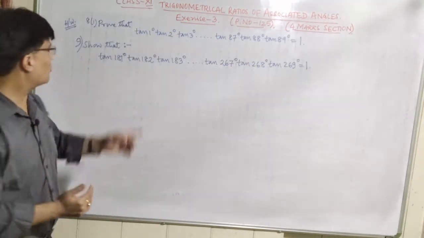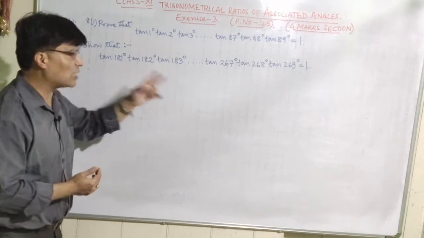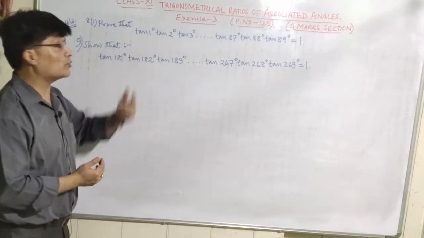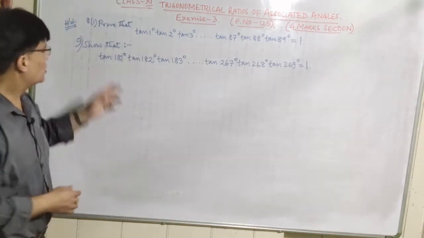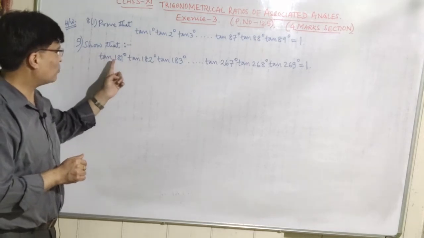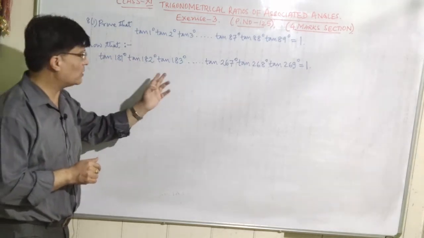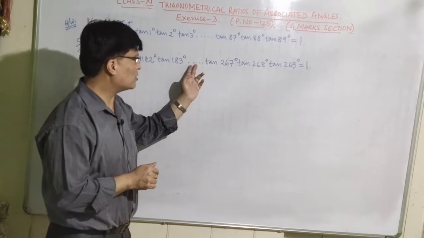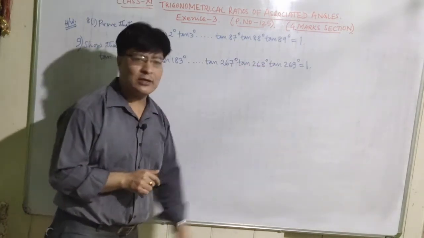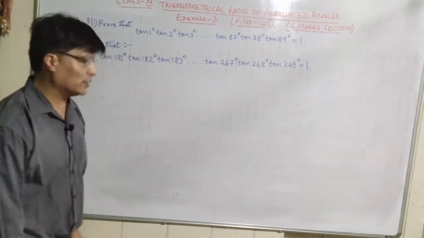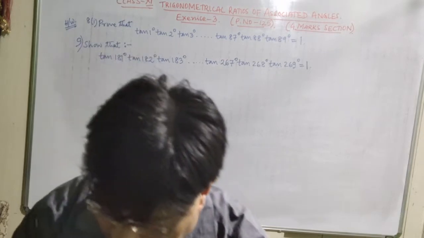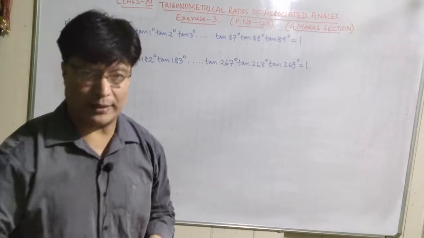There is a similar type of question, that is question number 9. We will do it out here. So if I do this question, you can easily do this question number 8, number 1. Right? So let us do this question number 9 here. You have to prove that tan 181 degree, tan 182 degree, tan 183 degree, tan 267 degree, tan 268 degree, tan 269 degree is equal to 1. You have to prove that LHS is equal to RHS, that is left hand side is equal to 1.